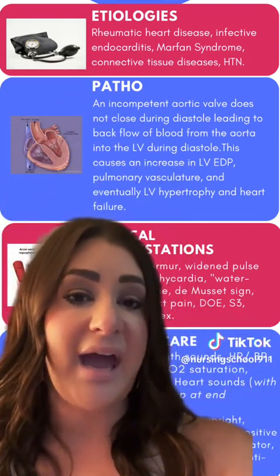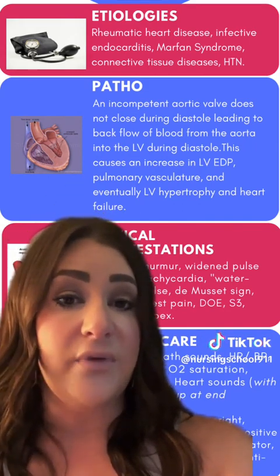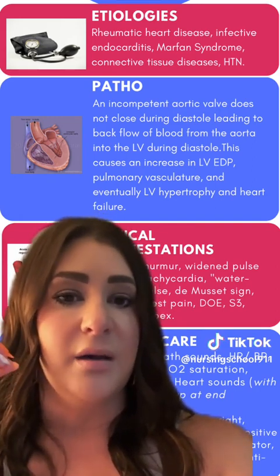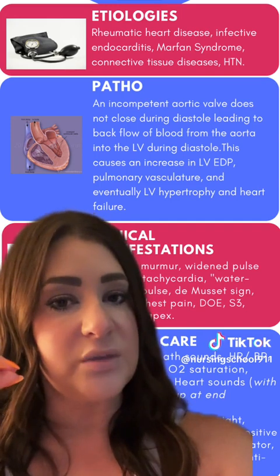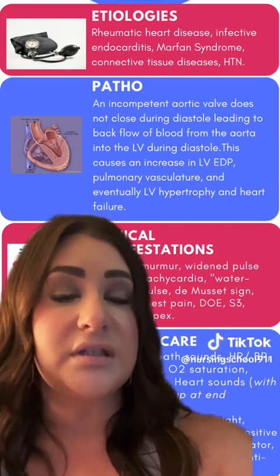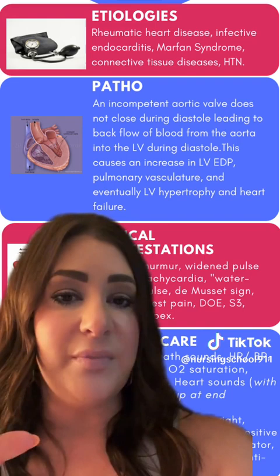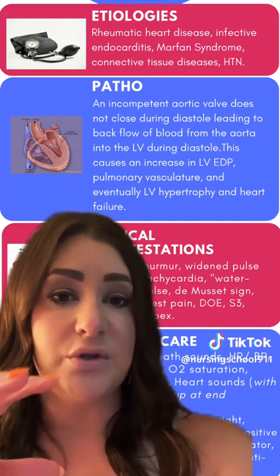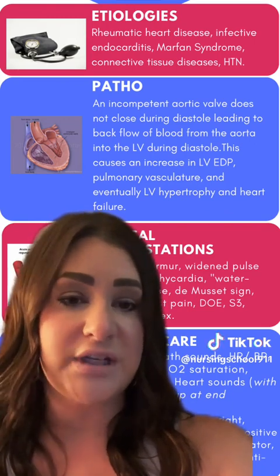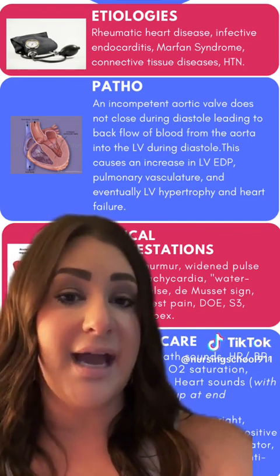So what is the patho? There's that word again, incompetent. The aortic valve has become incompetent because of an insult of some reason, and it does not close like it's supposed to during diastole, okay? Remember, the aortic valve is supposed to be closed during diastole. When it doesn't close when it's supposed to, it's going to allow blood to backflow up, or regurgitate back up, from the aorta back into the left ventricle during diastole.